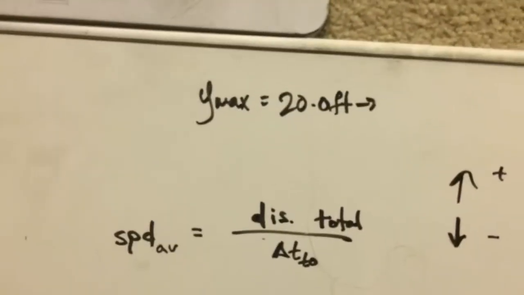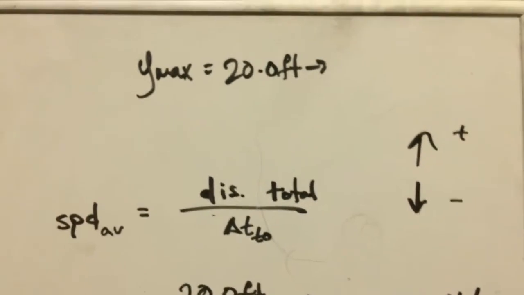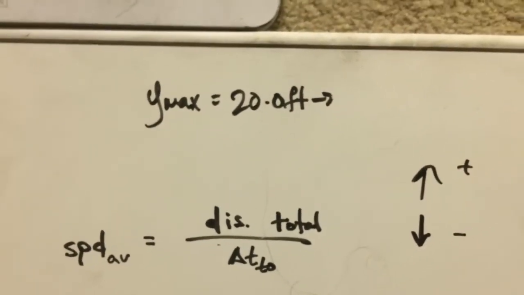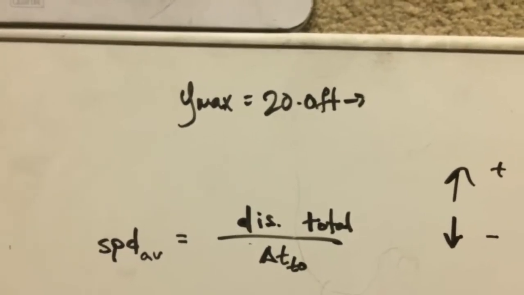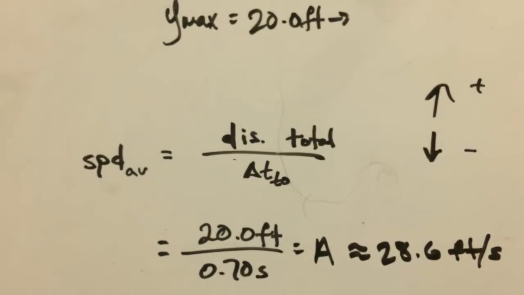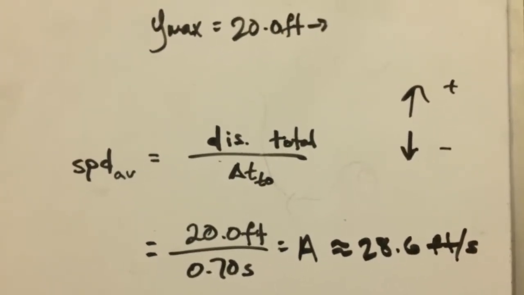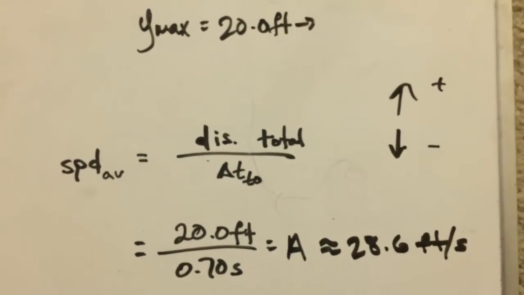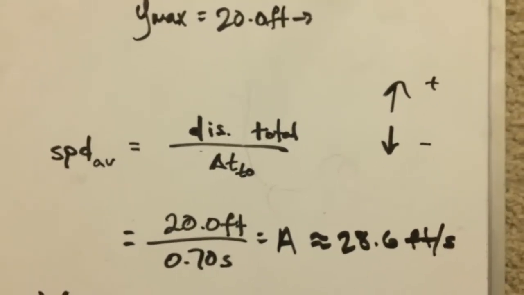Writing down our given information, the maximum height the puck travels is 20 feet. We have our positive and negative directions. We have our average speed formula, which is equal to the total distance divided by the total time. Plugging in the values, we get the average speed, 28.6 feet per second. I save this to the capital letter A in my calculator.